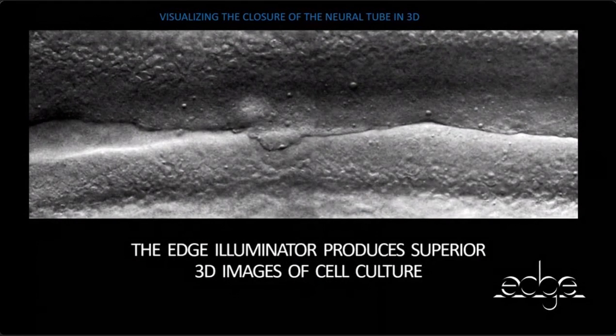So this is an example. This is one of the first pictures I took using oblique illumination. This is looking at the closure of the neural tube. And this is not with stacking. This is just what you get with live. It shows you how good the resolution and depth of field and contrast is with this illuminator.